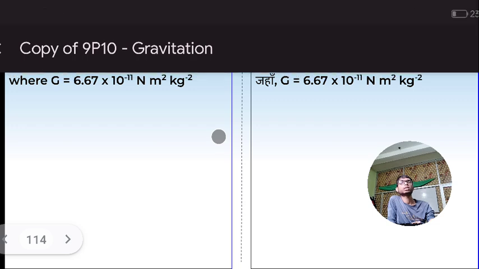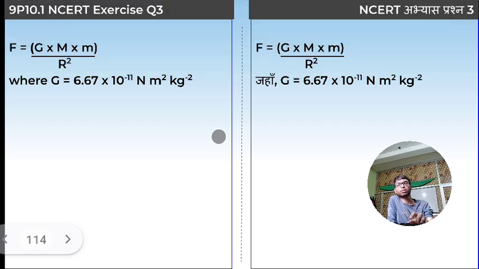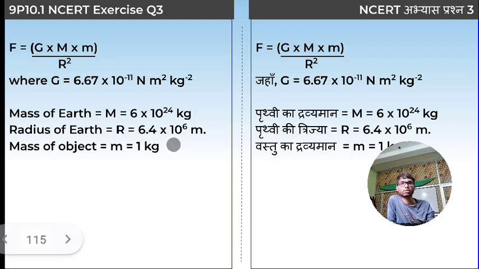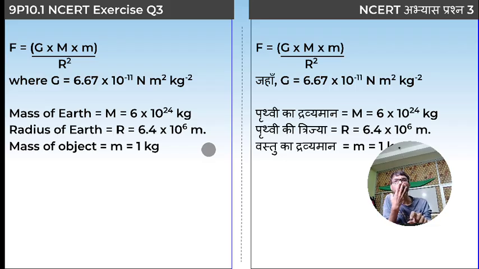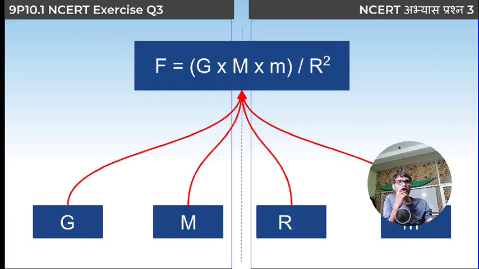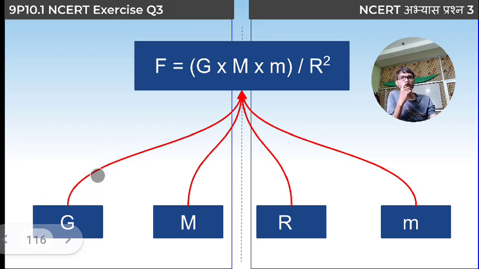and distance, I think it is not clearly given. So whatever is given is written over here. Yeah, 6 multiple 10 raised to power 24. Okay. What is happening over here? We know that G is coming first, then M, then R of this M, then M in this, on its surface. An object is on the earth's surface.